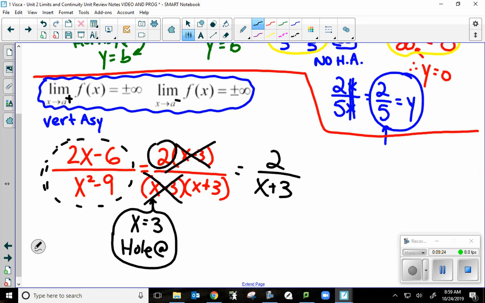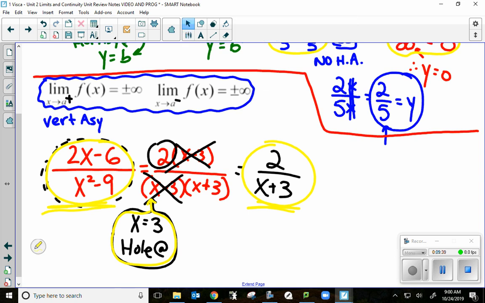So this right here, graph looks just like this, with the exception that there's a hole at 3. How come? Because we really didn't start with this. We started with this, and we got to consider that. Positive 3 makes this undefined, but it doesn't make this undefined, does it? It doesn't. So that's why there would be a hole there. The graphs look the same, except there's a hole in the graph.